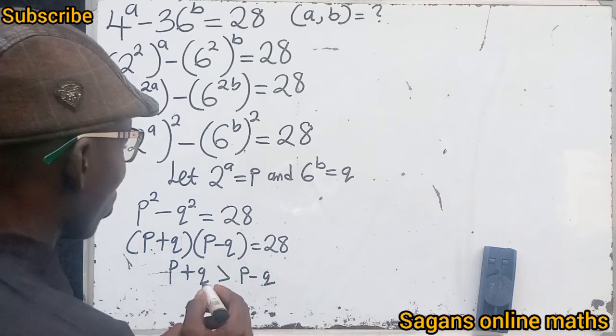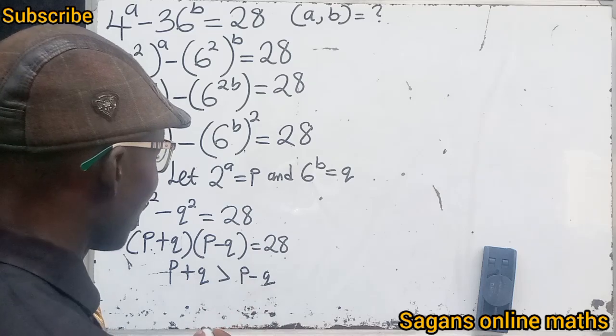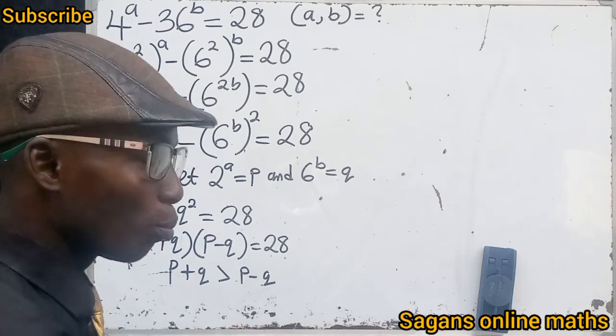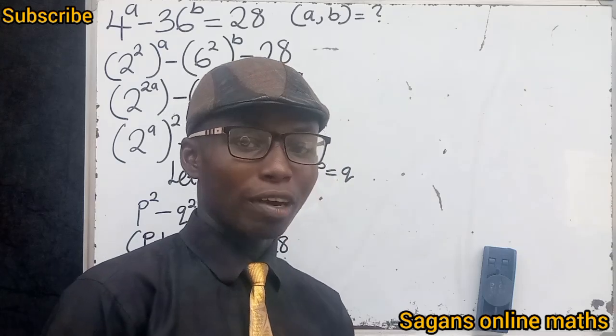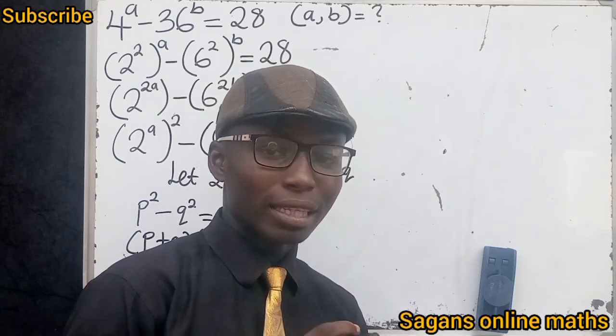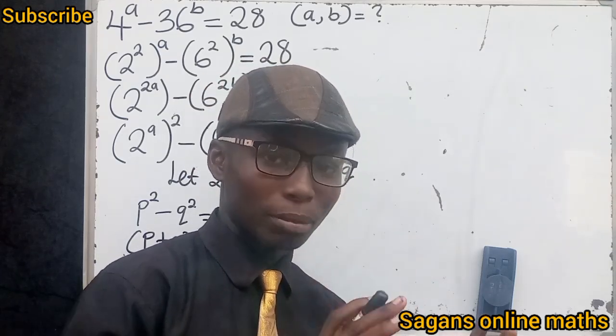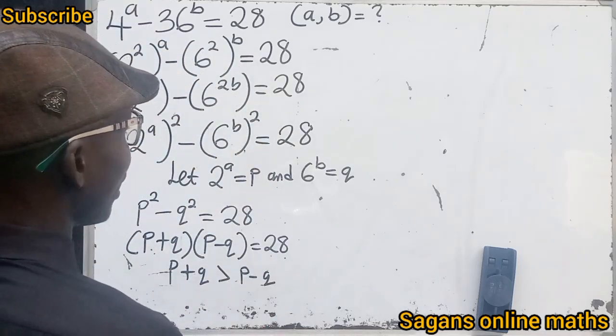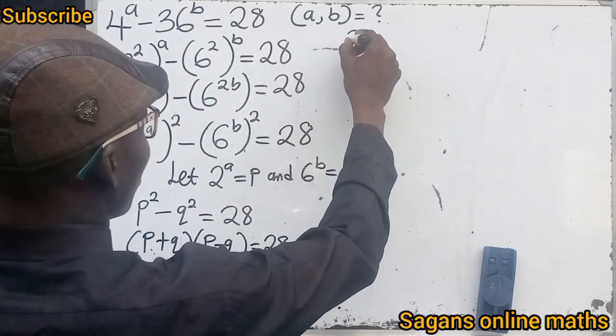Now let's concentrate on this 28 and look for the factors. Remember that factors are those numbers that can divide a number exactly with no remainder. Now let's look for the factors of 28. We know that 2 is a factor.